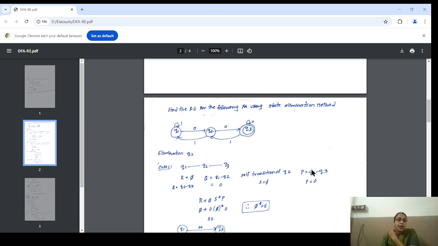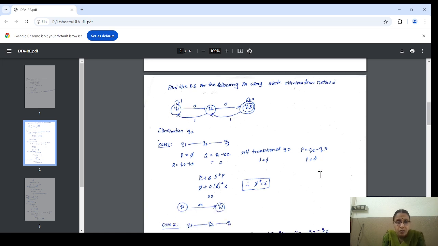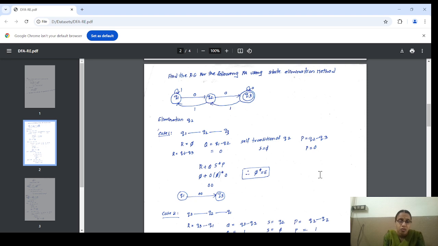In case 1, Q1 to Q3, we are taking the path Q1 to Q2, Q2 to Q3. So R means the self-loop of Q1. There is no self-loop on Q1, so the value is phi. And Q means Q1 to Q2, the value is 0 in the diagram. And S is the self-loop of Q2. Q2 does not have a self-loop, so the value is phi. And P means Q2 to Q3, the value is 0. So we substitute the values in the formula R plus Q S star P: phi plus 0 phi star 0. Then we get the value 00. So from Q1 to Q3, we get the value 00.